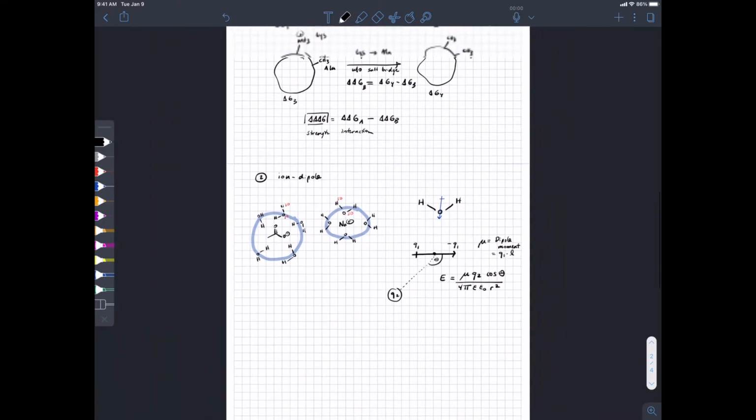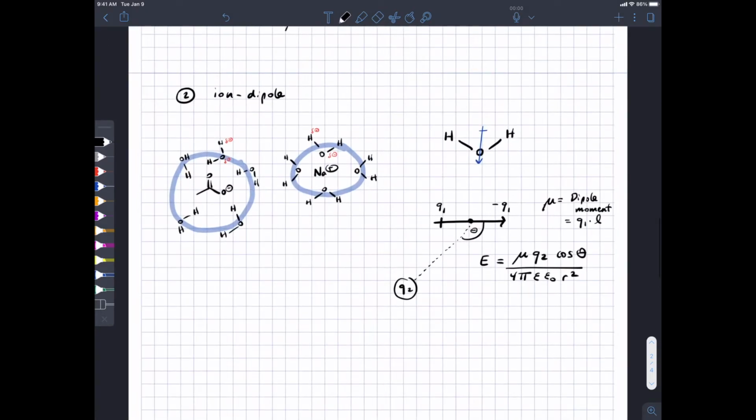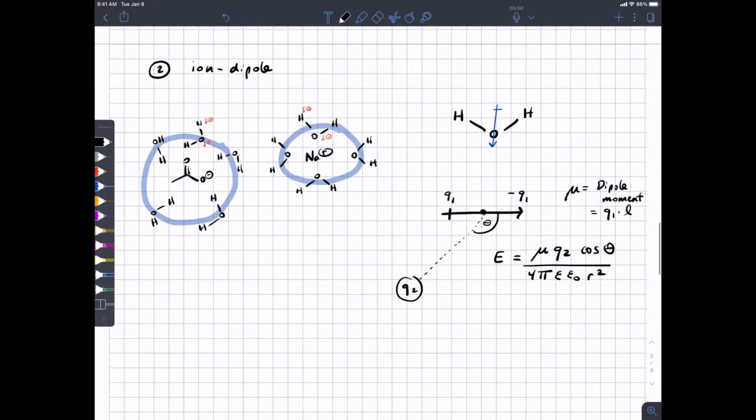So comparing that to the ion pair equation, where it was just r in the denominator, we could see that ion-dipole interactions decrease in strength faster with increasing distance, or increasing r, versus ion-ion interactions.